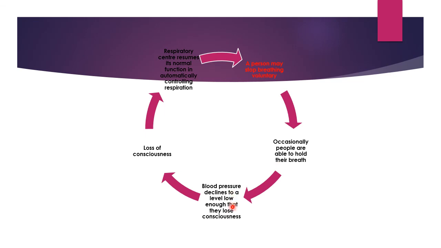Blood pressure declines to a level low enough that people lose consciousness. Though it's not good, occasionally people do it, and by holding the breath, blood pressure becomes low, even up to the level that people can lose consciousness. And when loss of consciousness occurs, what happens? The respiratory centers, as you studied in the previous slide, mainly the medulla, resume their normal function in automatically controlling respiration.